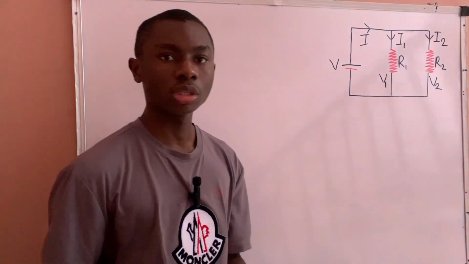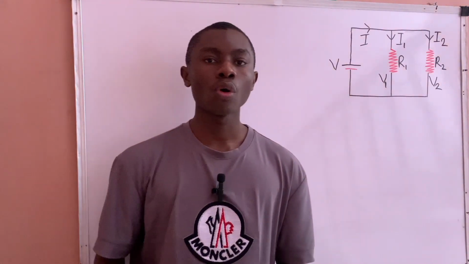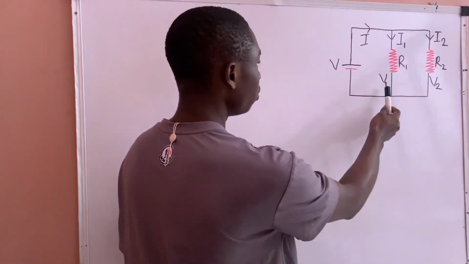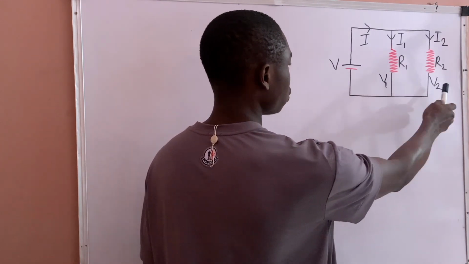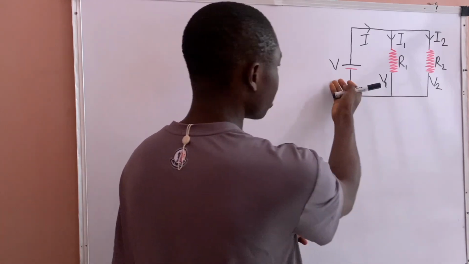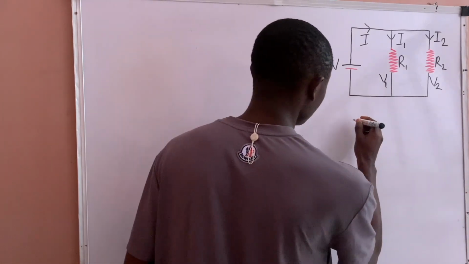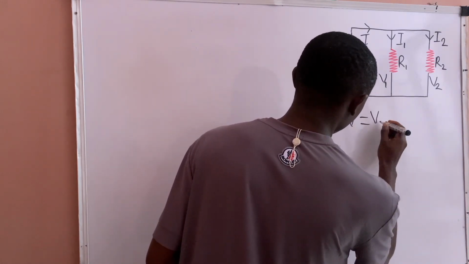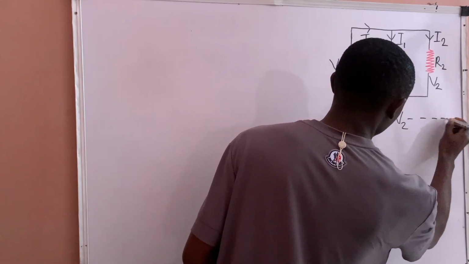And this is a what? Parallel circuit. We know that in a parallel network, voltage is the same. The voltage that drops across resistor R1 and across R2 is the same as the supply voltage. So with that statement, I can write that V, which is the supply voltage, is equal to V1, is equal to V2.